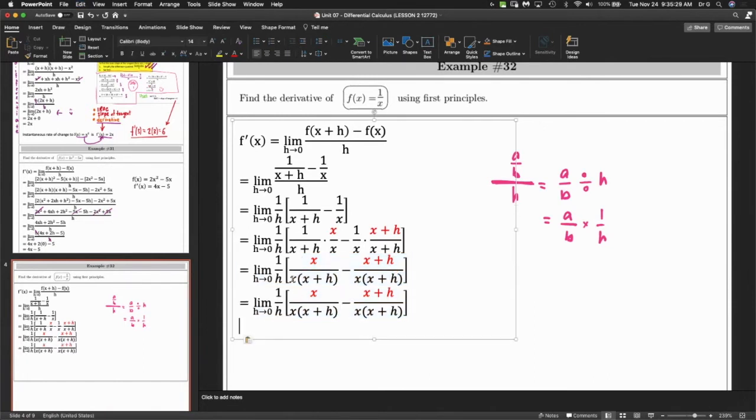Remember, your goal is always to cancel out this h. This h on the bottom here, you need to get rid of it. Even though it's sticking out in the front here, we still need to get rid of it. So with this fraction and this fraction as a difference, I can write them as a single fraction and just subtract the numerators like that. And I think at this point you start to see what's going to unfold.